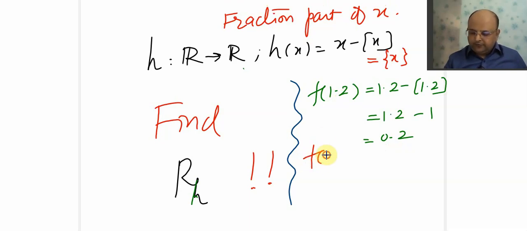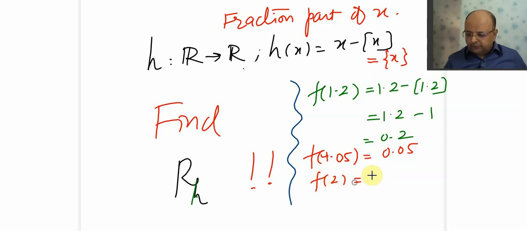What is f of 1.05? Yes, my dears, it is 0.05. What is f of 4.05? It is still 0.05. What is f of 2? It is 0. What is f of minus 2.5? It is surprisingly 0.5. Why?